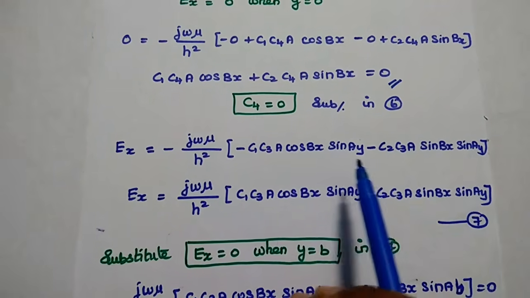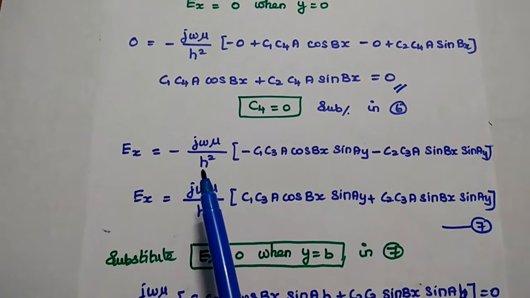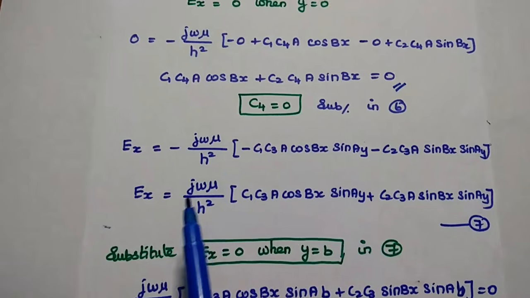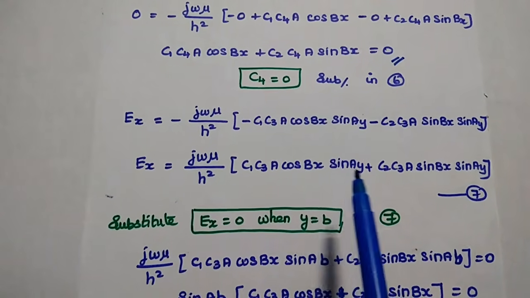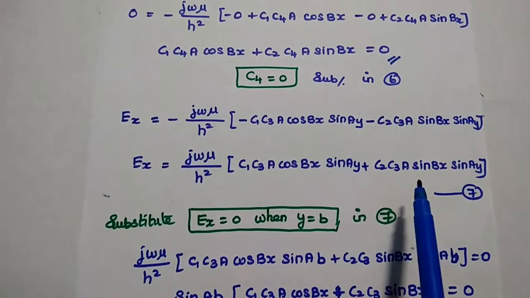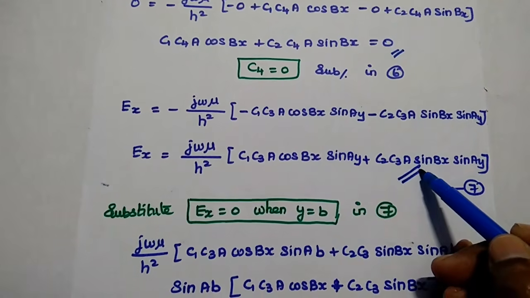Okay, then we can take this minus outside, because here it is minus. We can take it outside, minus into minus gives plus. So Ex is equal to j omega mu by h squared times c1 c3 a cos bx sin ay plus c2 c3 a sin bx sin ay. Consider this as the seventh equation.